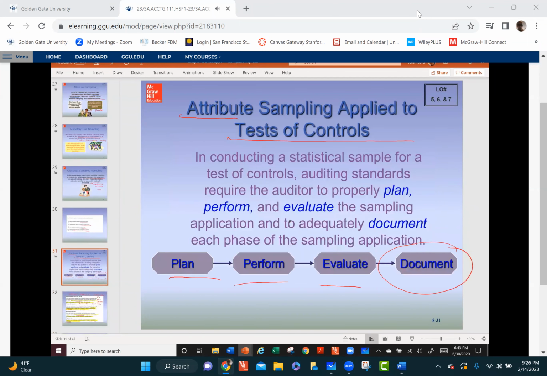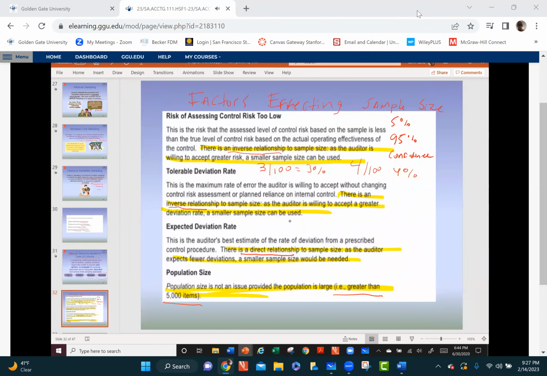Okay, so we have these different steps, guys, and what we're going to do is give you some definitional things here in the next couple of slides, and then we're literally going to walk through an example, and see how we would do these different steps: the plan, perform, evaluate, documentation. But before we do that, we need to get some definitions down. Now, as I wrote across the top here, these factors affect sample size, and you have to know how these factors affect sample size.